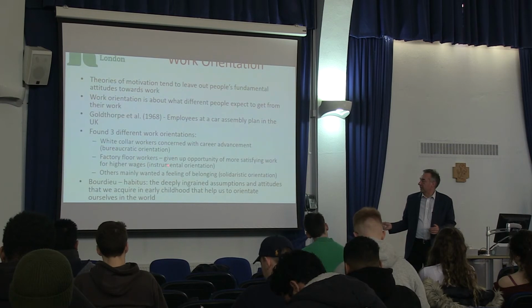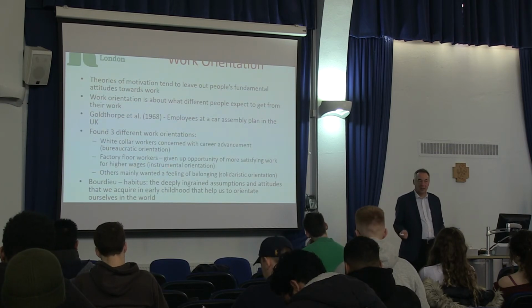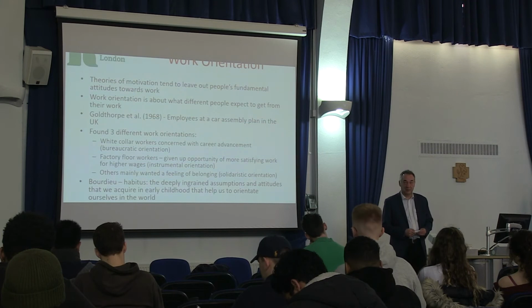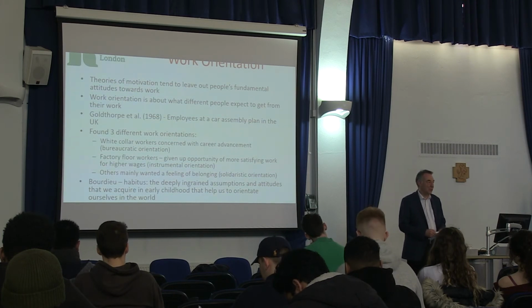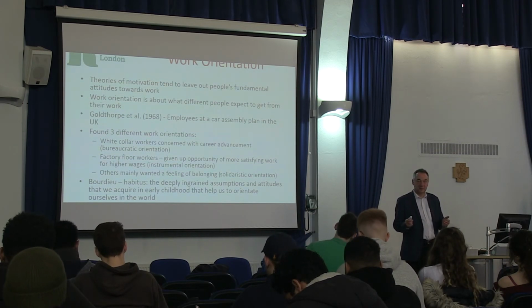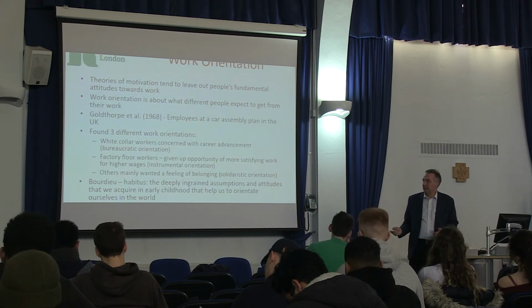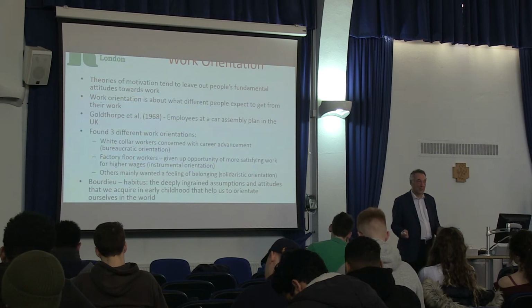At the other end of the spectrum is the instrumental orientation, where people only go to work for the money. It's something they have to do, they go to work for as short a time as possible, they'll earn as much as possible, but they don't really care about the work. They don't expect to. So all of their own personal stuff they do outside of work. Any personal growth that they do is outside of work. And then the third one he calls solidaristic orientation, and that's where people go to work in order to feel that they belong to something.